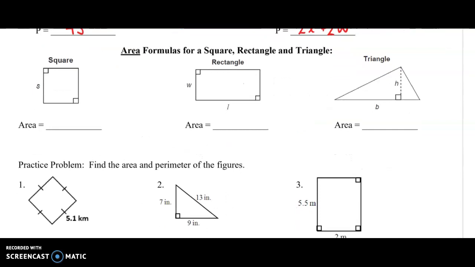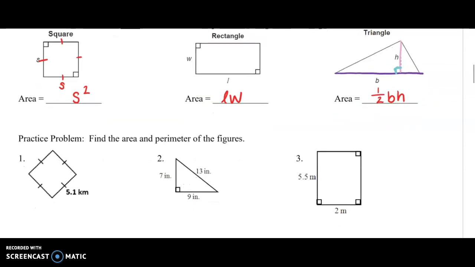Then for area, the formulas for square, rectangle, and triangle. Again, in a square, all 4 sides are equal, so instead of doing S times S, you can just do S squared. Either one would work. For a rectangle, the area is just going to be length times width. We know that. And for a triangle, the area is 1/2 base times height. Remember how I said the base and your height always form a 90-degree angle. That's how you can tell which one's my height and which one's my base. So let's get into some practice problems.